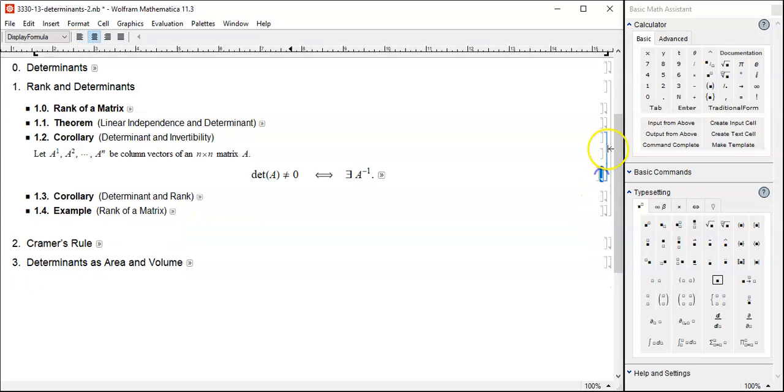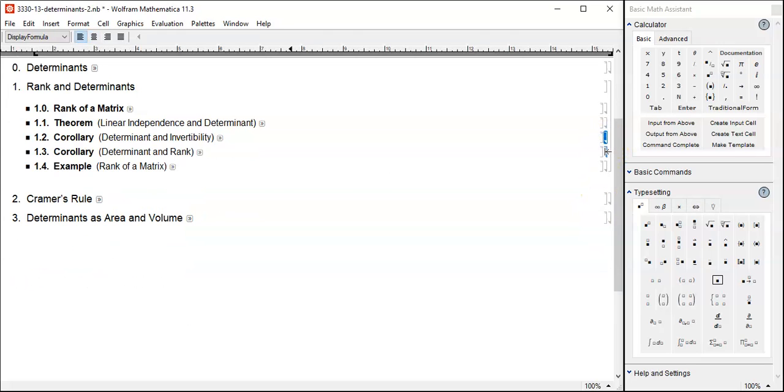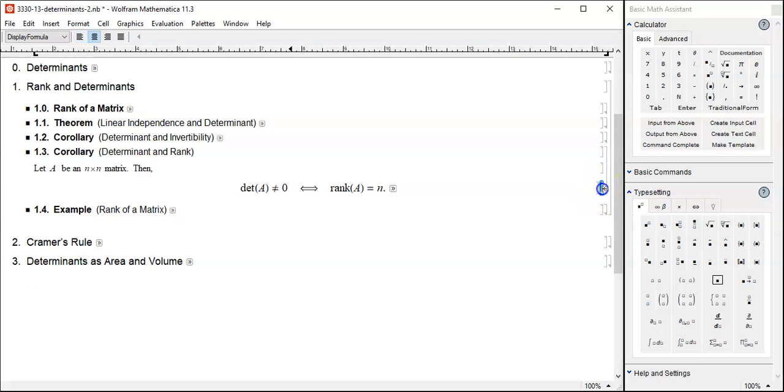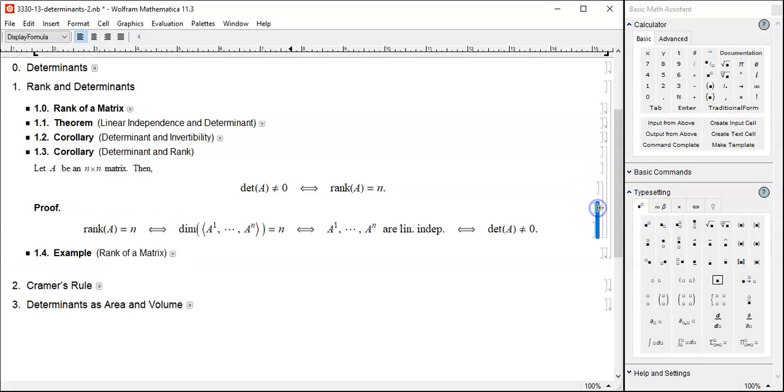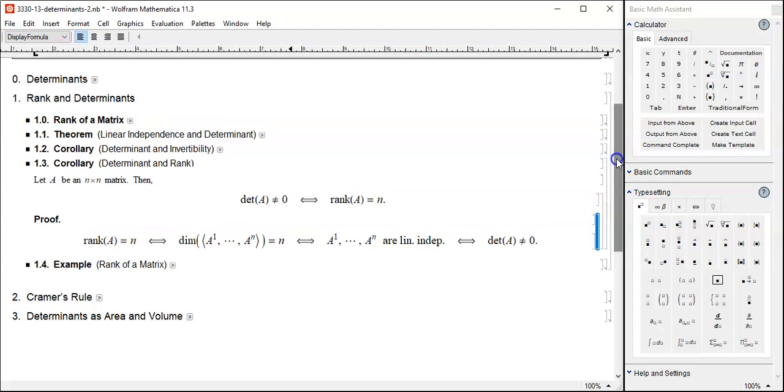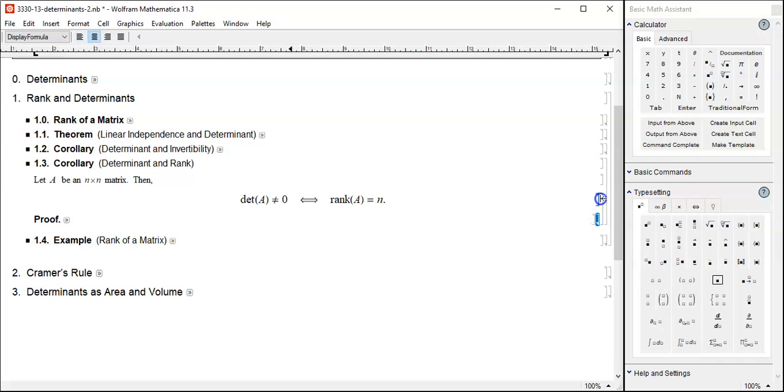Let's see, do we have time for this one? Determinant and rank. This is a one-liner as well. Determinant is non-zero. That means, as we saw in theorem 1.1, the column space has dimension n. All these are linearly independent. And that's equivalent to rank n. So yes, these are equivalent. That completes section 1.